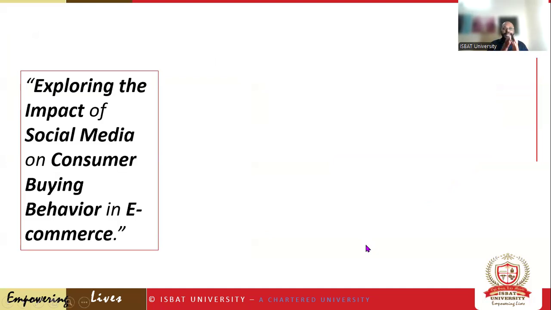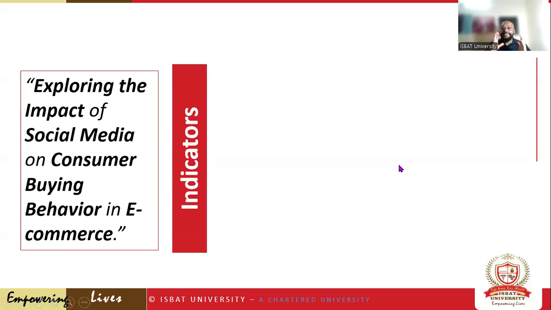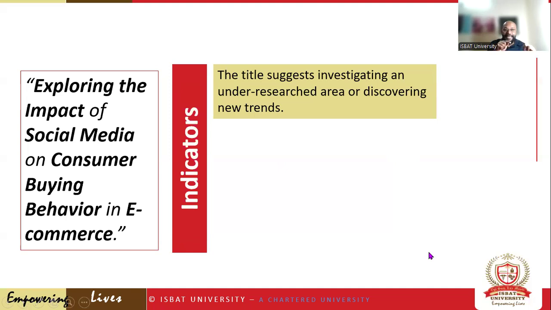So I put my title: Exploring the Impact of Social Media. On what? Consumer behavior. Which segment? E-commerce. So here I'm putting the indicators. This is how we are going to identify the objective setting. I'm putting indicators because the title suggests it is an investigation, an exploration. Because the researcher wants to see the trends when we use social media and how it is related to consumer buying behavior.